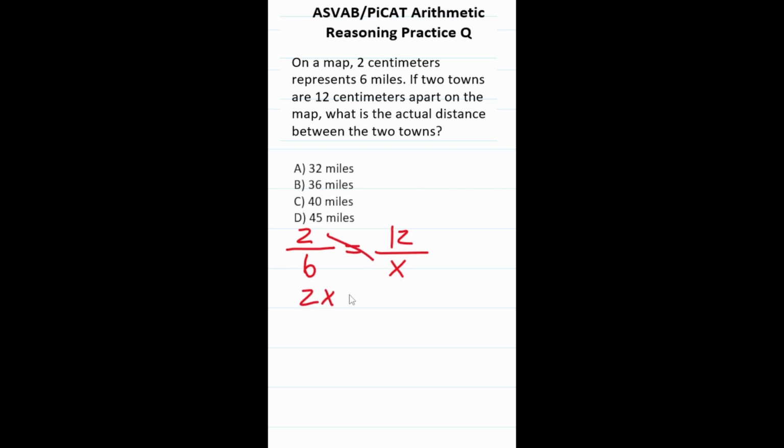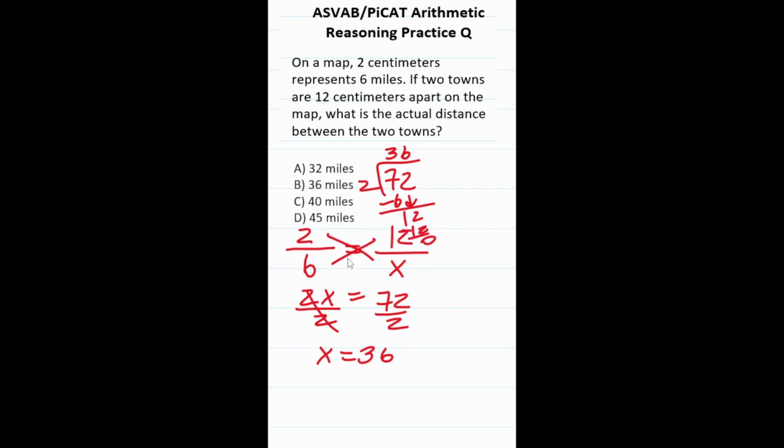This becomes 2x equals 6 times 12, which is 72. Divide both sides by 2 to get x by itself. If you can't do 72 divided by 2 mentally, again, do the long division. 2 goes into 7 3 times without going over. That's 6. 7 minus 6 is 1. Drop down this 2. 2 times 6 is 12 with no remainder, so we're done. So x is 36. We know the two towns are B, 36 miles apart.